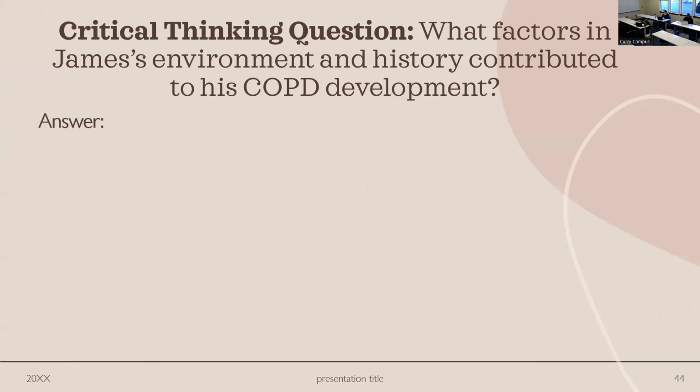So this might be an obvious question, but what factors in James's environment and history contribute to his COPD development? Smoking. Good. I was hoping you'd say smoking. Excellent. And now he's at 2 packs a day instead of whatever he was before. Anything else? Career? Yeah, I think that could be a big factor. Yeah, gardening. So there could be triggers that are causing his exacerbation. Good.